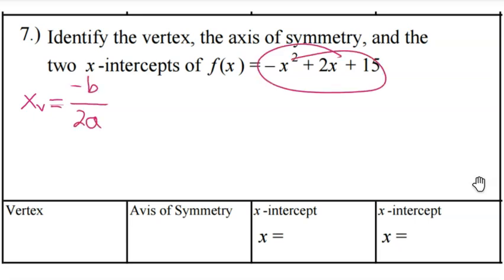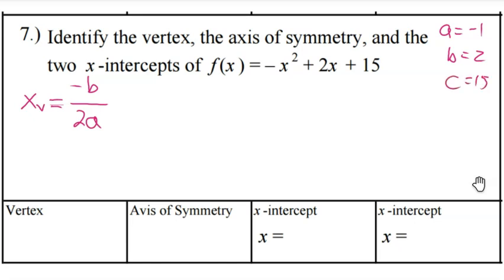So let's go ahead and identify a, b, and c here. A equals negative 1, B is equal to 2, and C is equal to 15. Oops, that's a pretty ugly 15 there. There we go.